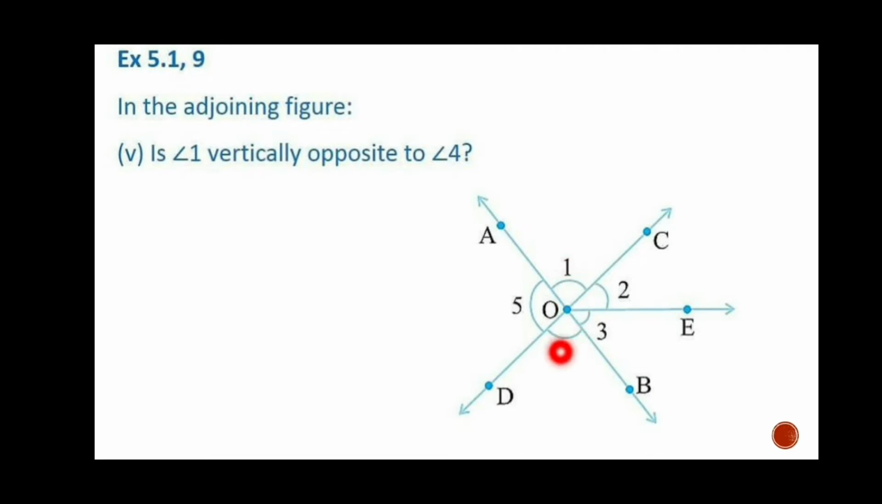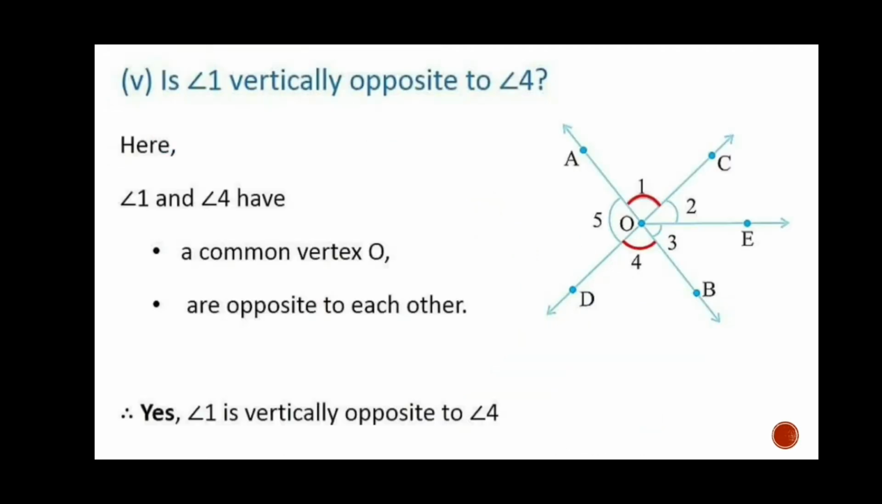Are these angles vertically opposite to each other? We can see from this figure clearly, yes, that these two lines AB and CD are intersecting, and the angles thus formed are angle 1, angle 4, angle 2 plus 3 and angle 5. These angles are vertically opposite to each other, right? So let's see, angle 4 and angle 1 have a common vertex O, and they are opposite to each other. So hence we can say clearly that angle 1 and angle 4 are vertically opposite to each other.